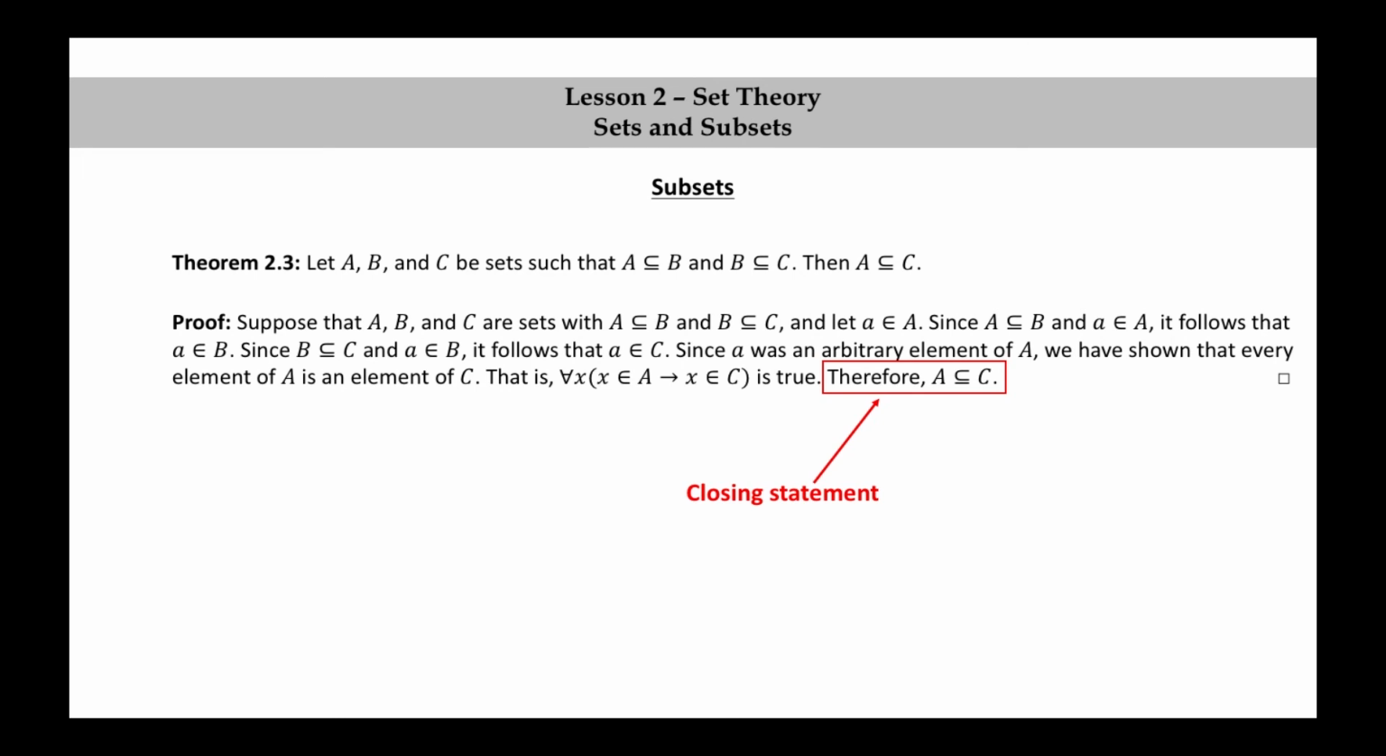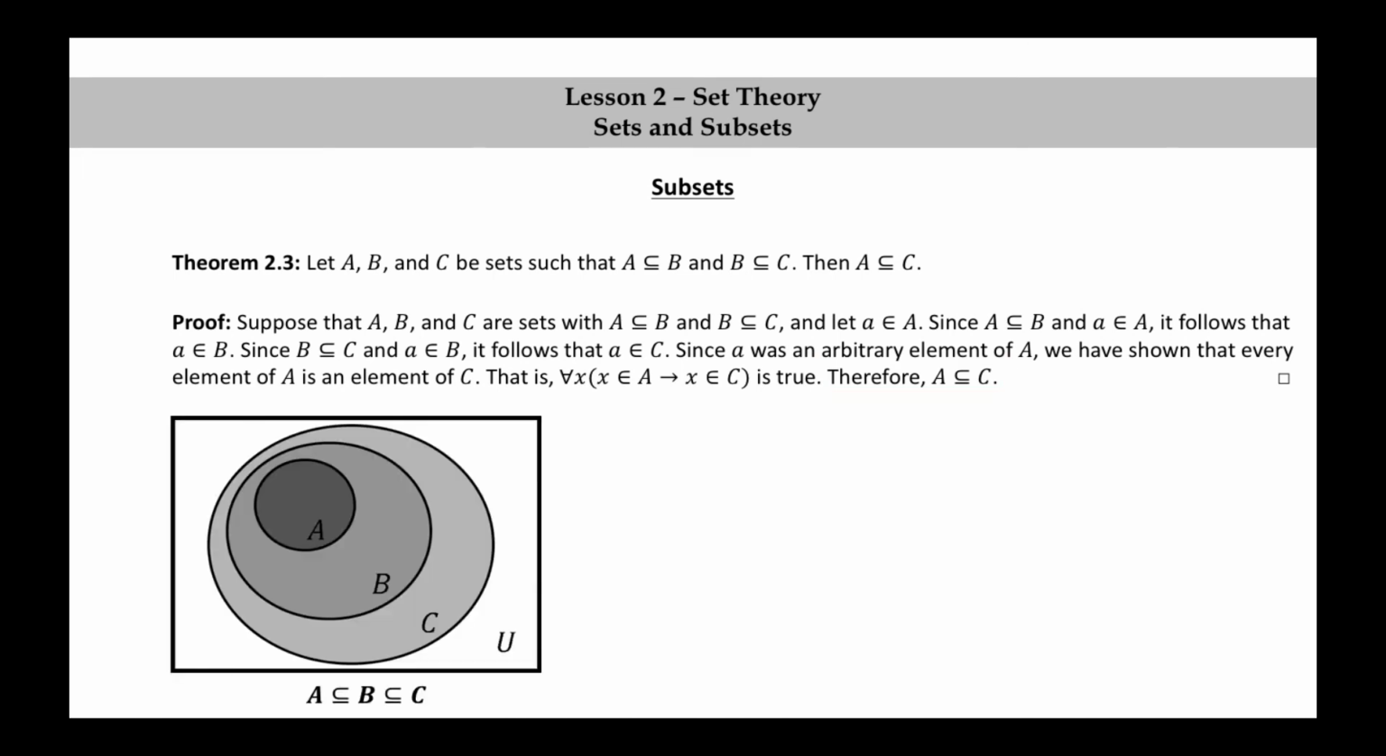Okay, this last sentence is our closing statement. Here's a nice Venn diagram of this situation. Notice we have sets A, B, and C inside of our universal set U, and A is inside of B, and B is inside of C. It's pretty easy to see from this picture that the set A must also lie inside the set C. So this picture gives us strong evidence that if A is a subset of B and B is a subset of C, then A is a subset of C.